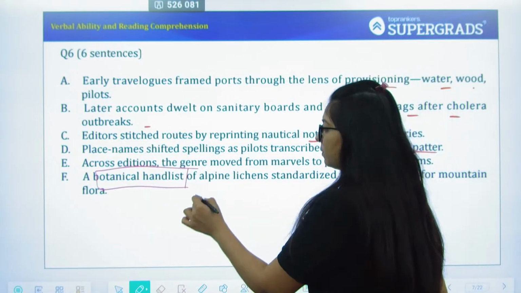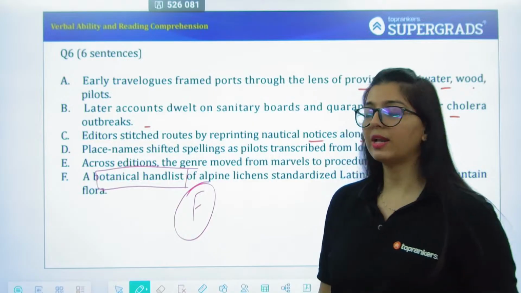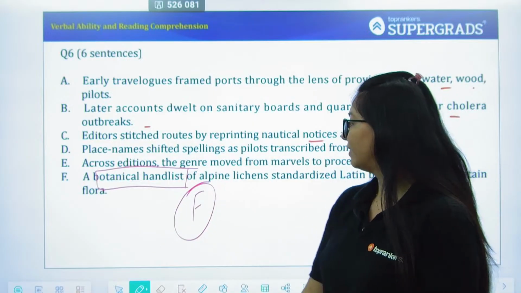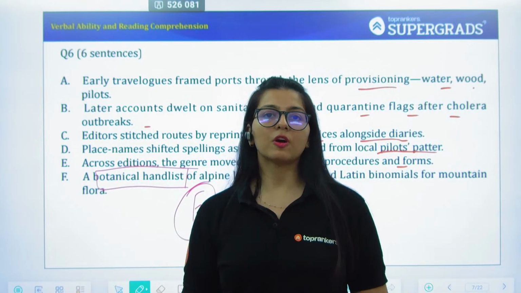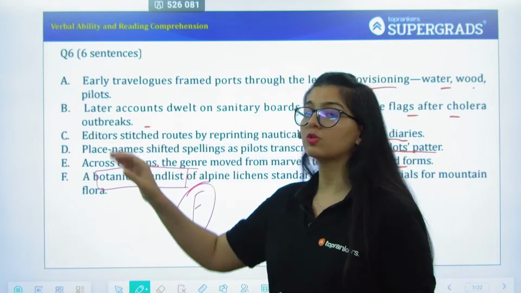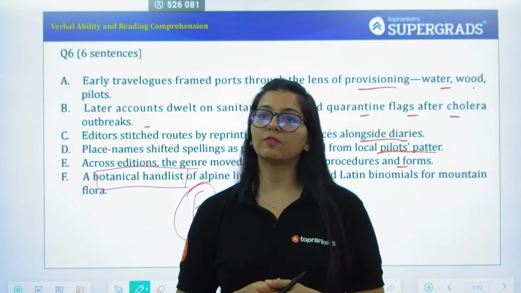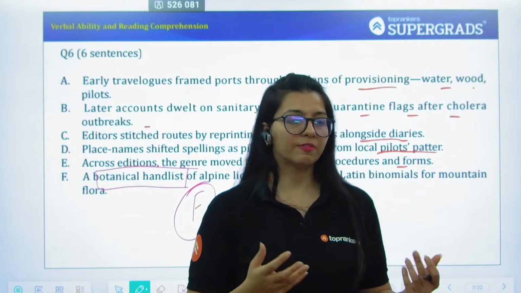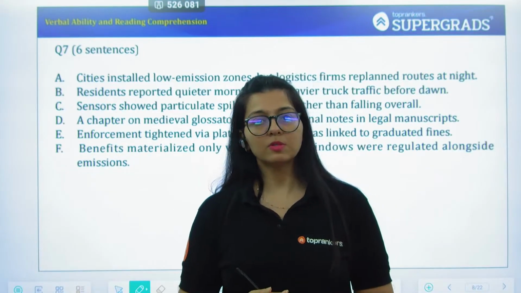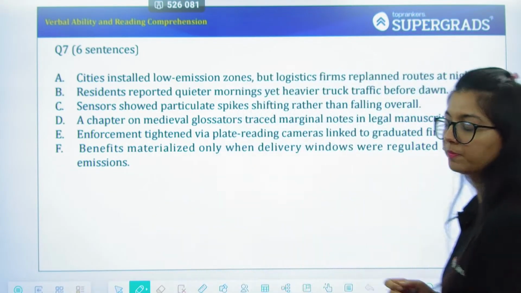The one statement which is an absolute misfit over here will have to be F, because the botanical hand list of the alpine lynches does not make any context or sense to the kind of nomenclature that was given to the travelogues framing. So the correct answer becomes option F, the next one.